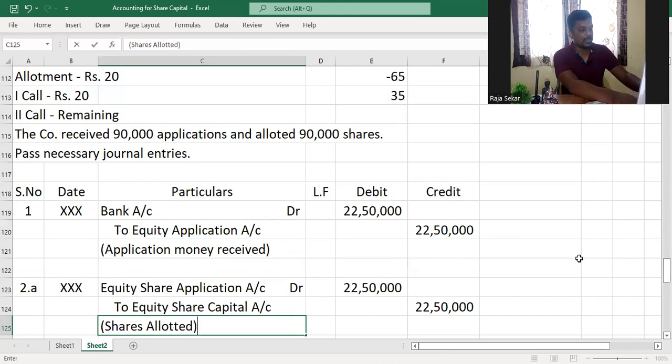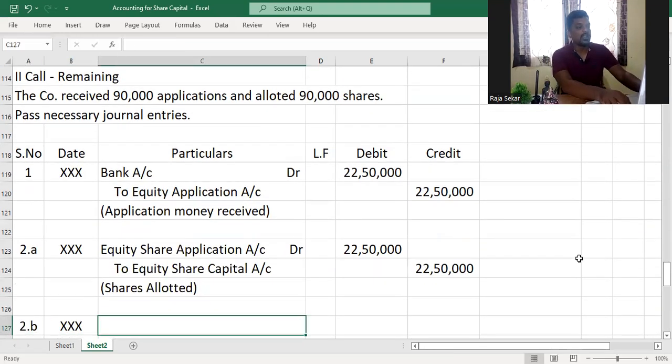Shares allotted. All right, so we're done with that. The next thing to do, after allotting shares, is to make the allotment money due. That is, we call the shareholders and tell them that it's time for them to pay the allotment money. So that is what we're going to do now.